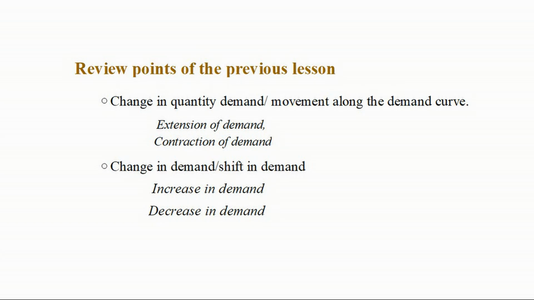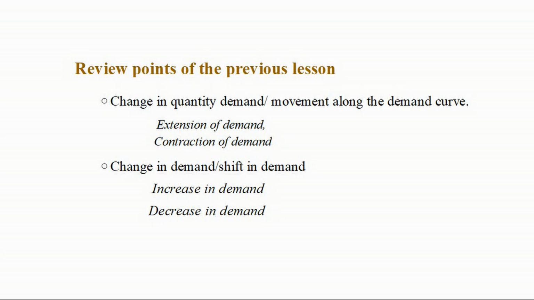Change in quantity demand occurs due to the change only in the price of the commodity itself. And there will be a downward or upward movement along the given demand curve. Whenever there is a downward movement along the demand curve, it is referred to as extension of demand. Because of the decrease in the price of the commodity, the quantity demanded will increase. That is referred to as extension of demand, while the upward movement along the given demand curve is considered as contraction of demand.